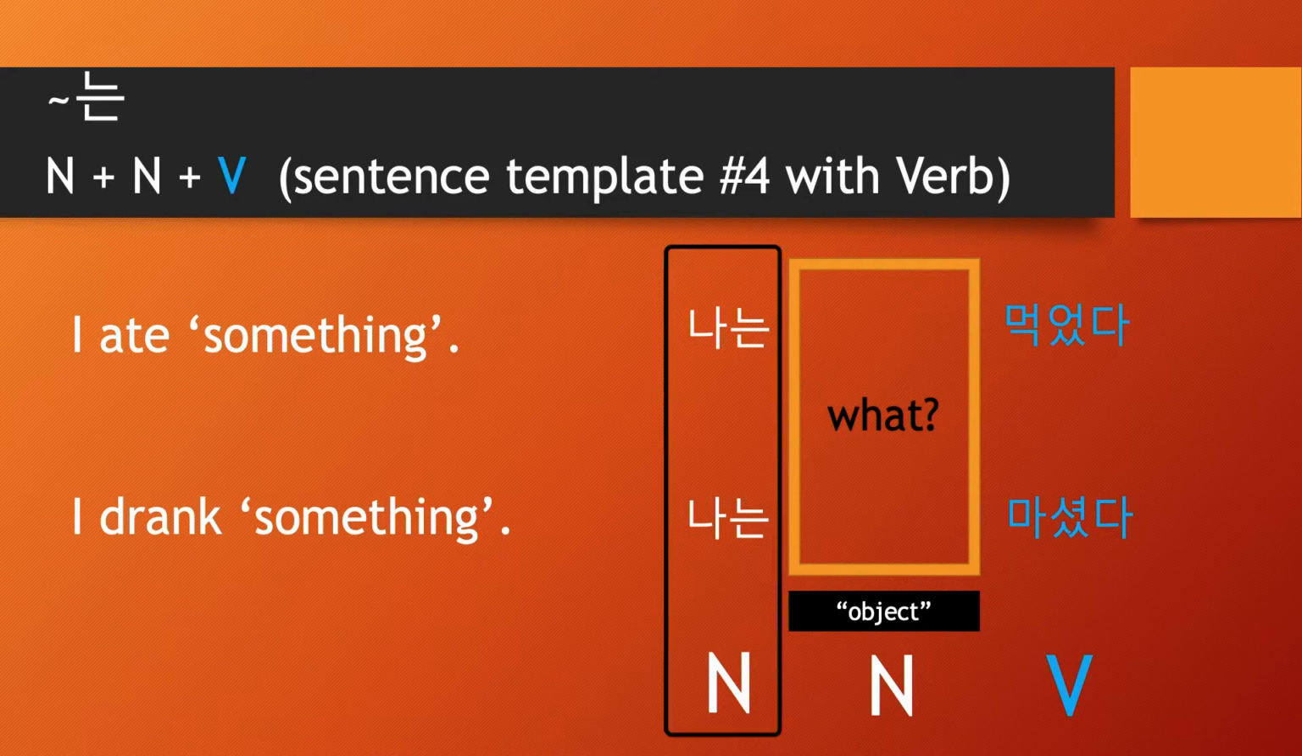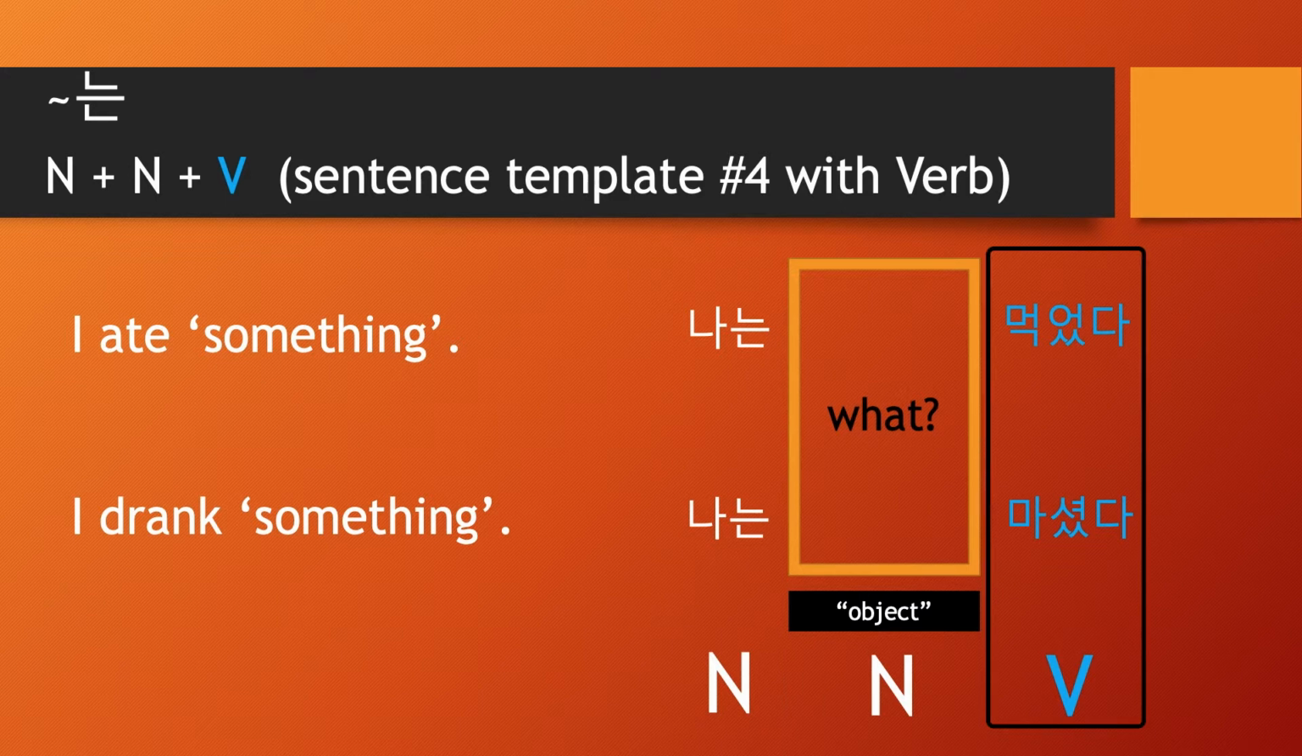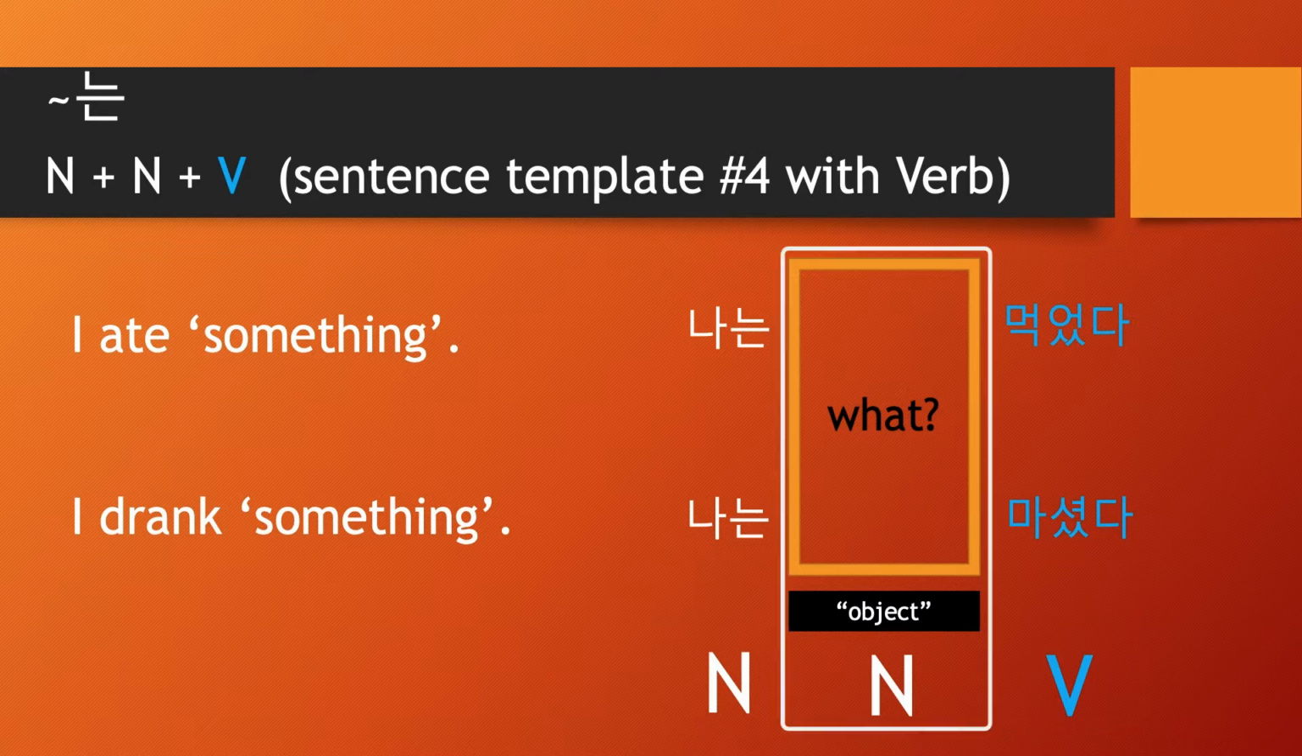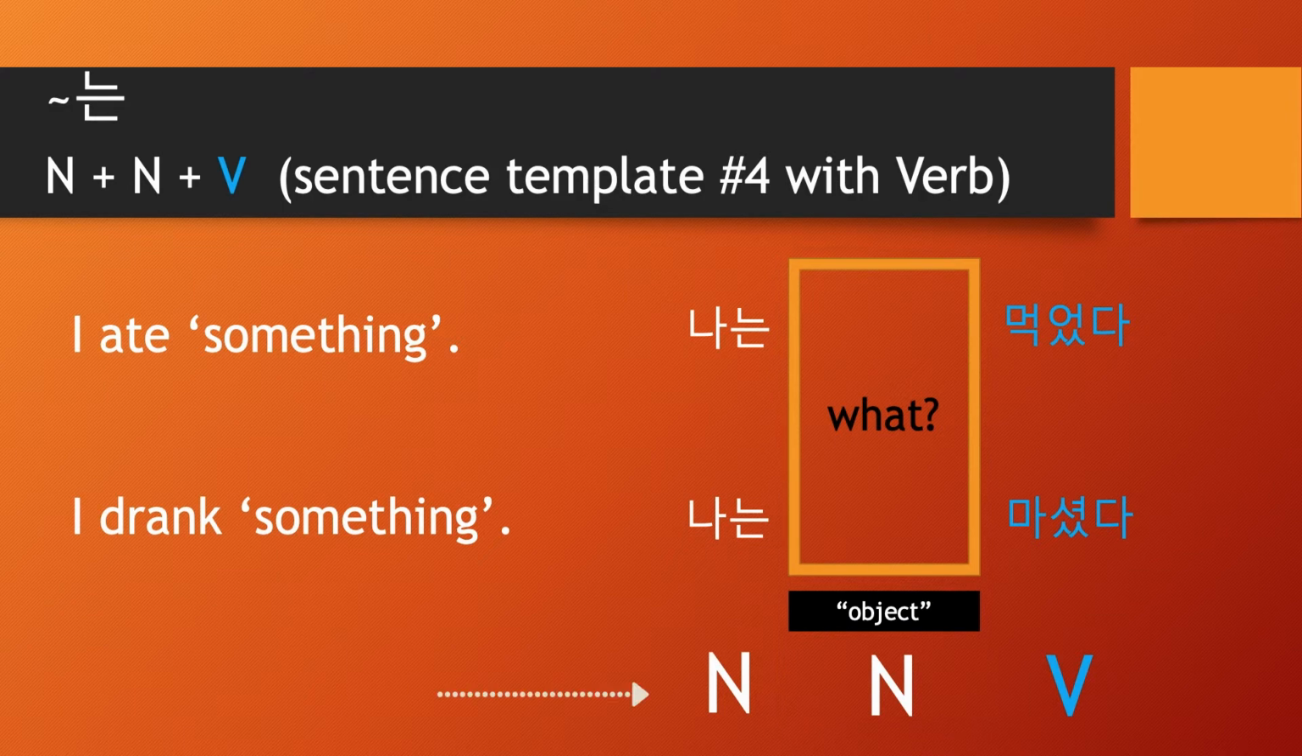The first N is subjective noun as before, and the last V is a verb as before. We are adding second N in the middle to be served as an object. So what part? I ate something, but what did you eat? This what is the second N, which is an object. This is a new template number 4.